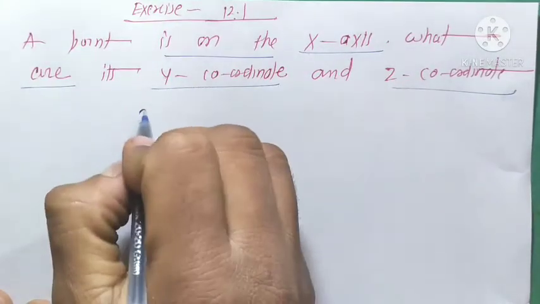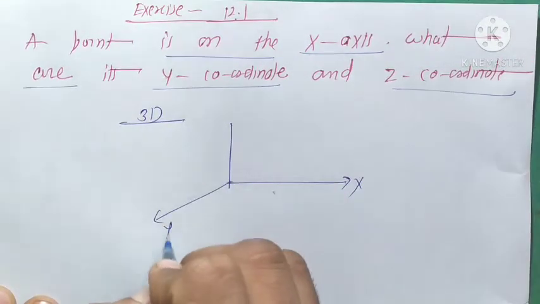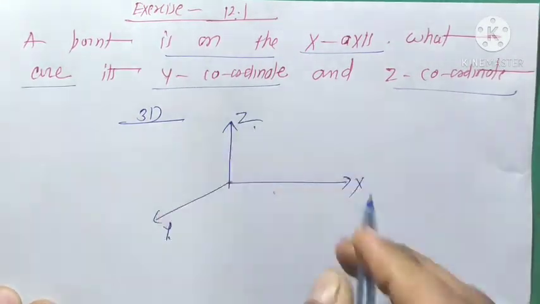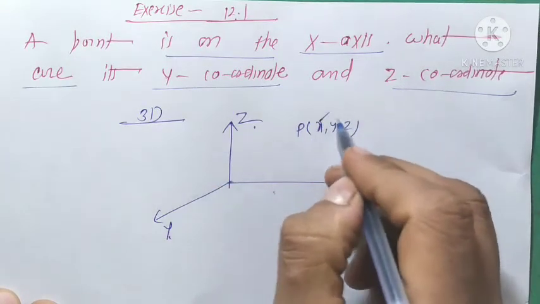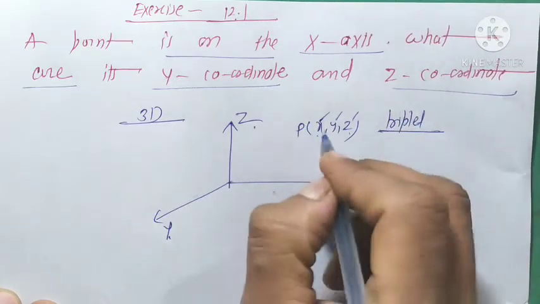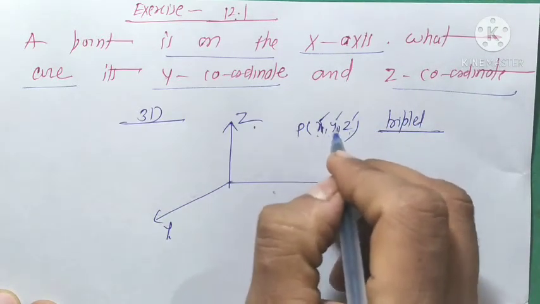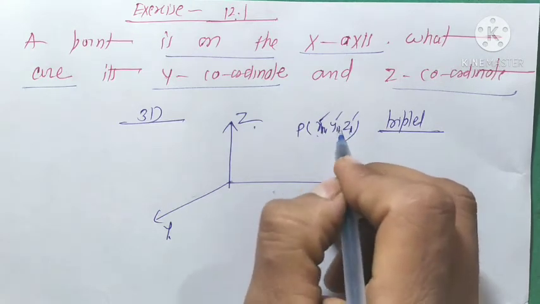Okay. So in three-dimensional geometry we have three coordinate axes: x-axis, y-axis and z-axis. We take any point P in space. How do we define this point? By three coordinates. This is called a triplet: some constant values x1, y1 and z1, the x coordinate, y coordinate and z coordinate.